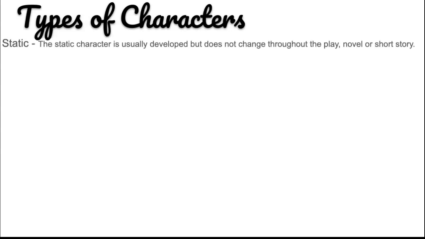First, we have the static character. The static character is usually developed but does not change throughout the play, novel, or short story. So in Star Wars, we could say that Princess Leia was, in fact, a static character. She was fully developed, but she was consistent. There wasn't a lot of evolution in Leia's character.